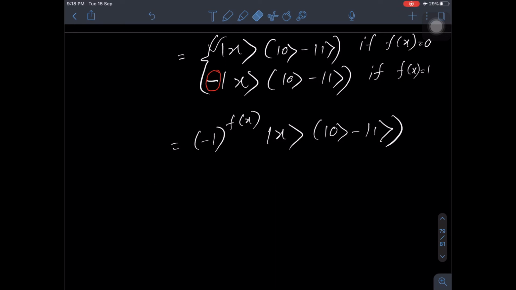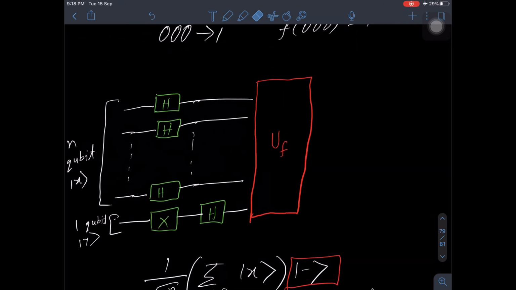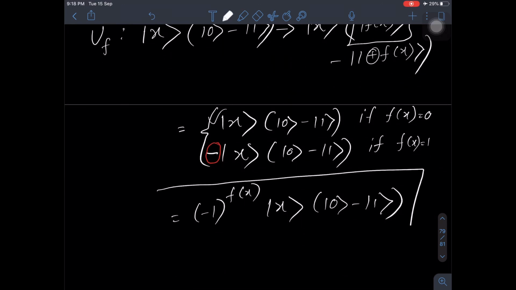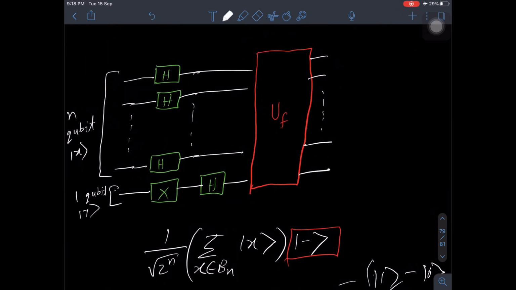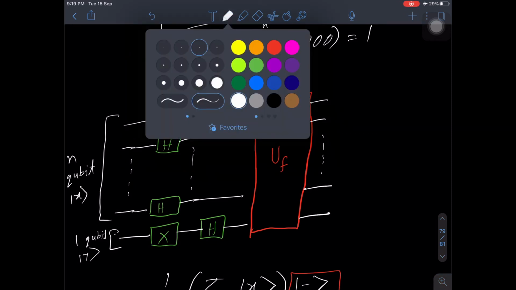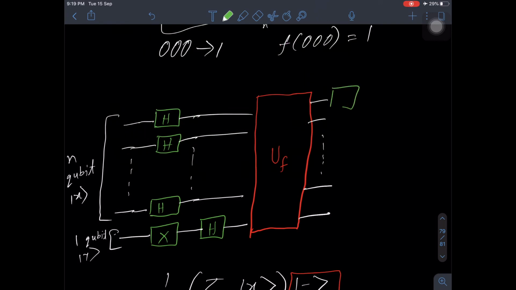Okay, so at this point, we were drawing this circuit. After going through the oracle, your state will be nothing but this. This is just an extra sign on the initial state, nothing else. Okay, so what I am trying to do is that I will act on, let me draw it with green again, I will act on h again.